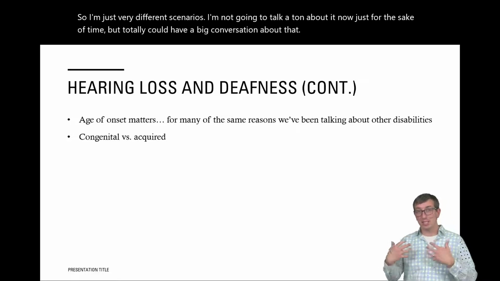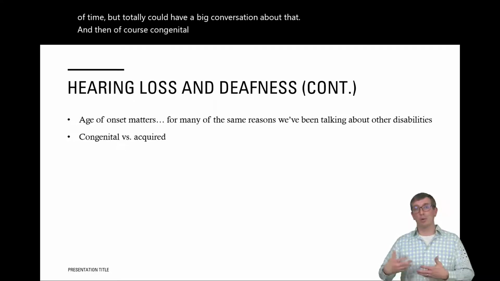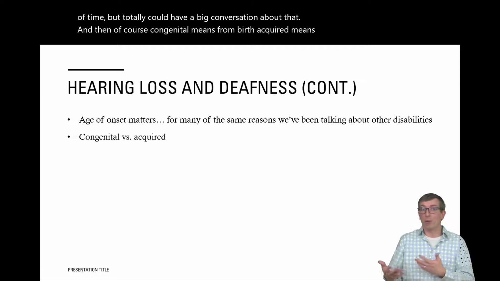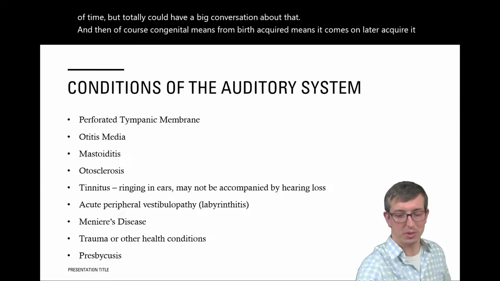And then, of course, congenital means from birth. Acquired means it comes on later. You acquire it some way. It's just some terminology there.